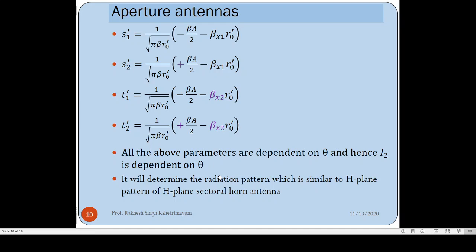This will also help in the normalized radiation pattern plot of the H-plane of the pyramidal horn antenna. And it can be observed that this radiation pattern in the far field for the H-plane is very much similar to the H-plane sectoral horn antenna.